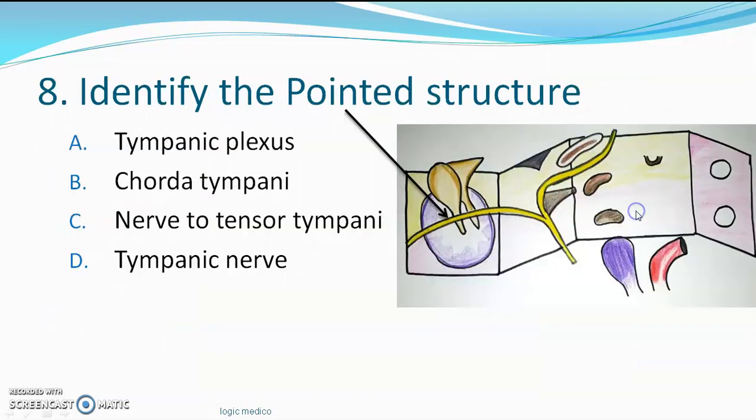Okay. Next question. Identify the pointed structure in the figure. Options are tympanic plexus, chorda tympani, nerve to tensor tympani, or tympanic nerve. These are the options. Your time starts now.